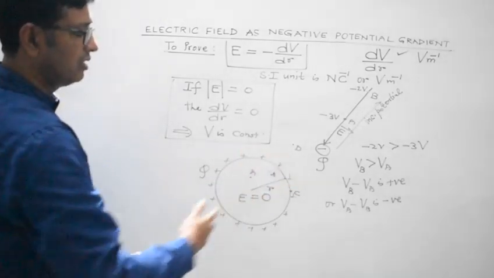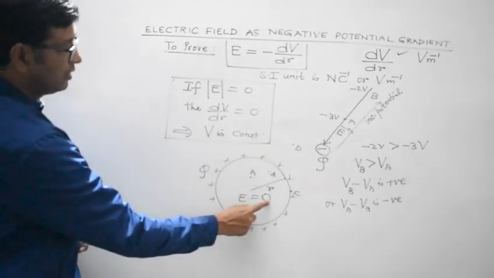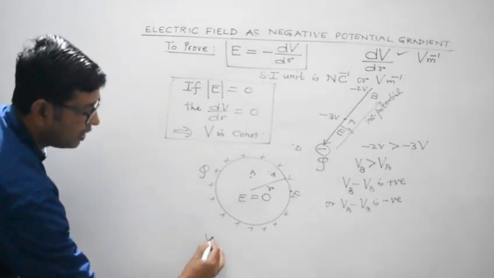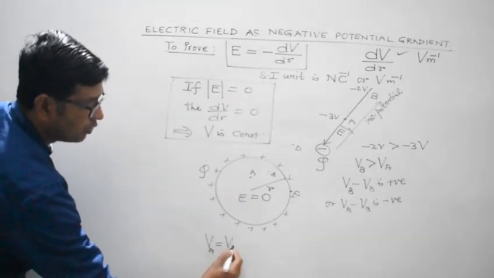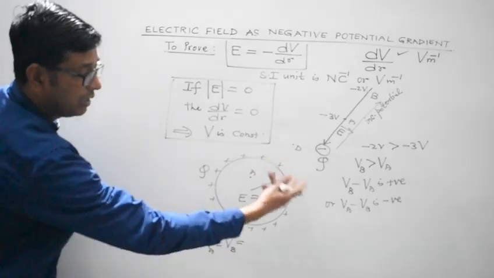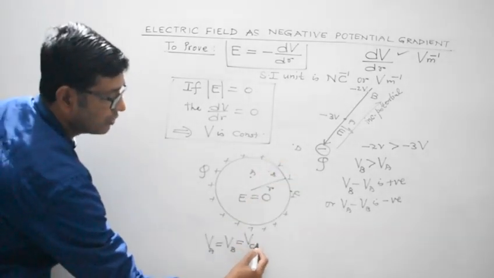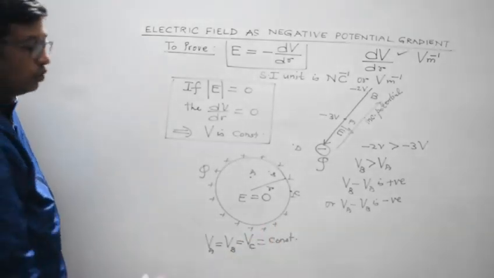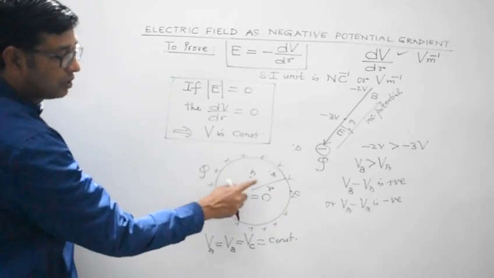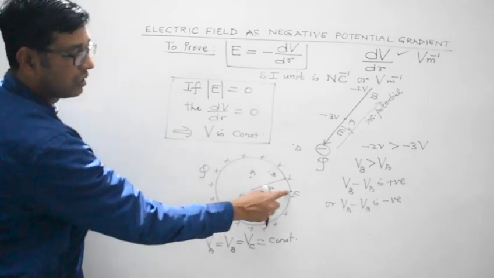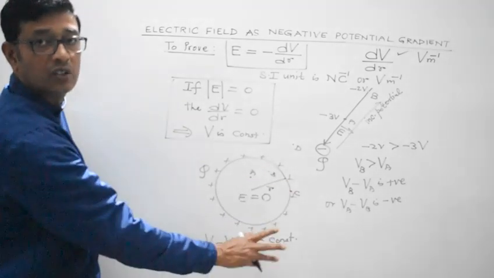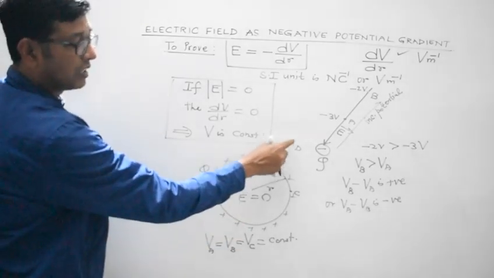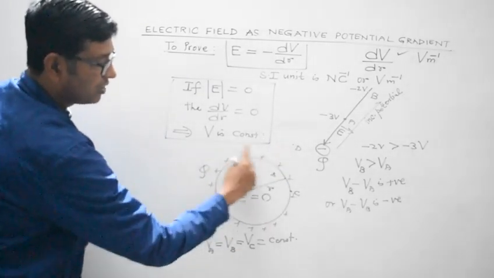We'll discuss this again in a later section. So if the electric field is 0, as per this, the potential must be constant. So the potential at point A would be equal to the potential at point B, which would be equal to the value of potential at any point on its surface, and it should be equal to a constant. Right? So in a region where the electric field is 0, the potential at any point, including any point on its surface, is constant.